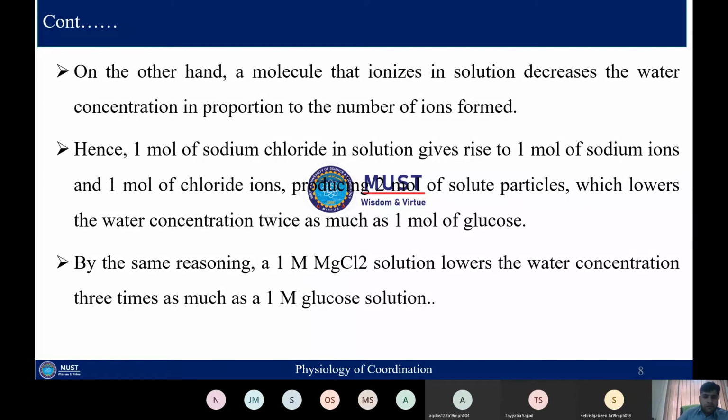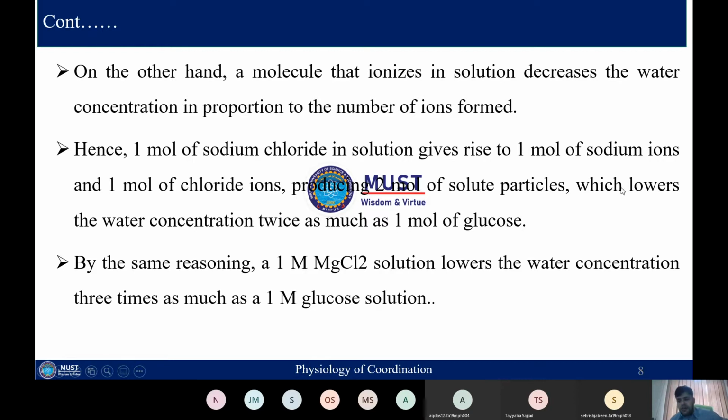For example, if we take one molecule of sodium chloride, it will dissociate into a sodium ion as well as a chloride ion. In solution, it will give rise to one sodium ion and one chloride ion. So overall, it will produce two solute particles, one of sodium as well as one of chloride. So in combined form, it means two solute particles are being produced by one molecule of sodium chloride in a solution.